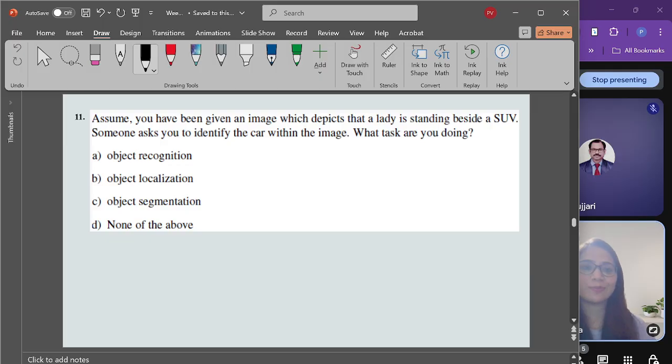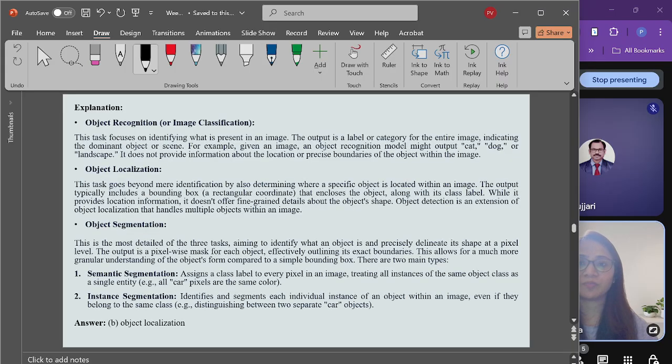Okay, so this type of problem you may get. This is a very conceptual question. You have to just think about each of these options.